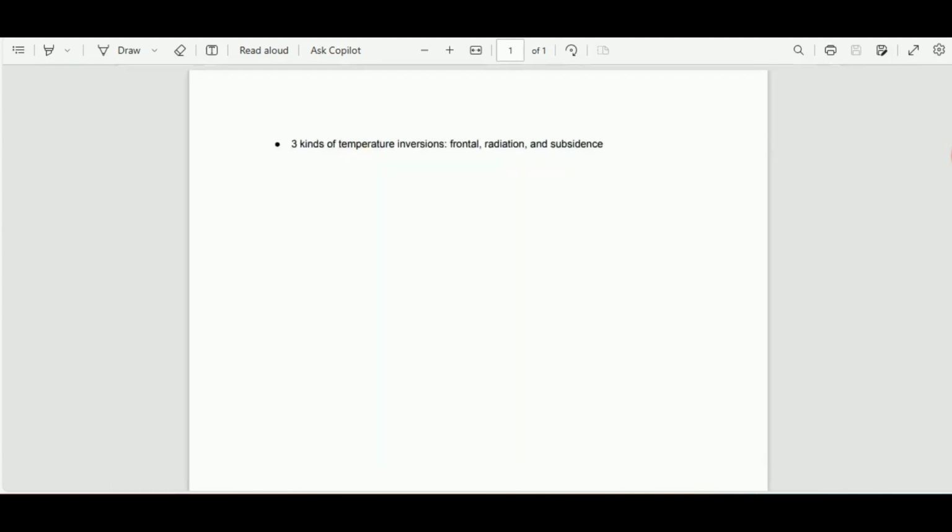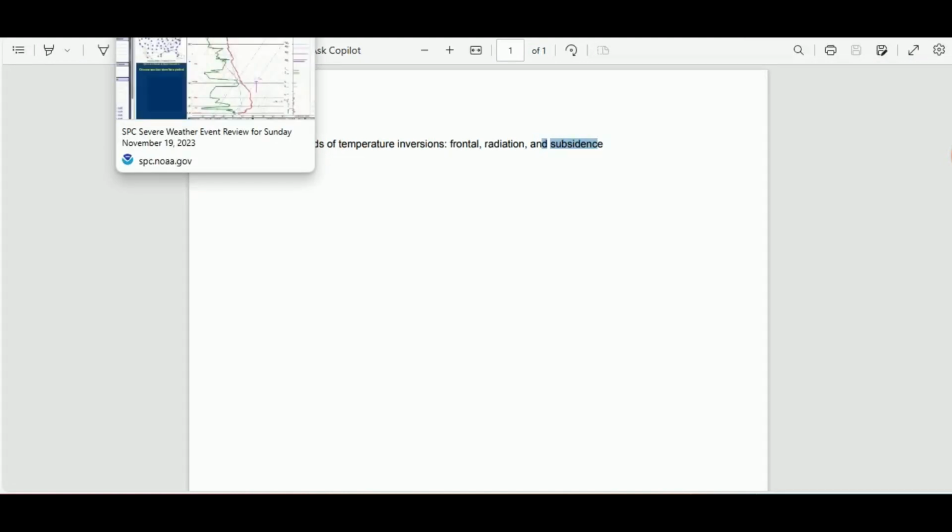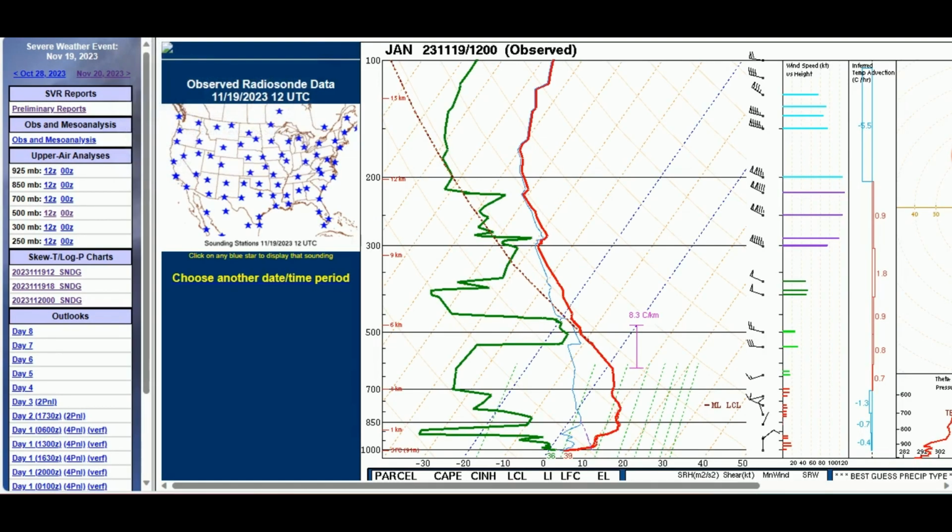There are three main kinds of temperature inversions that we see here in the southeast, and those three are the frontal inversion, the radiation inversion, and the subsidence inversion. I'm going to talk about each of these and how they originate. I'm going to pull some soundings from the Storm Prediction Center from November 19th and 20th, as this relates to the severe weather event that occurred in Mississippi and Louisiana a few weeks ago.